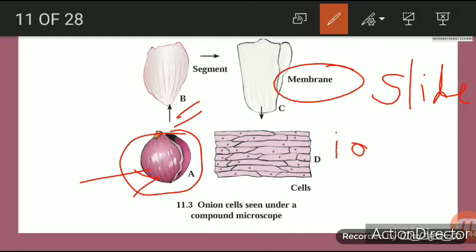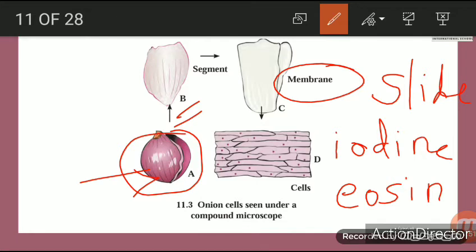What are these? Iodine and eosin. These are some coloring agents or dyes, you can say. Okay, eosin, iodine. Anyone we have to use as a dilute solution. Dilute means what? Iodine you might have seen in our first aid box. Sometimes it's present, a brown colored liquid. That is the dilute solution of the iodine.